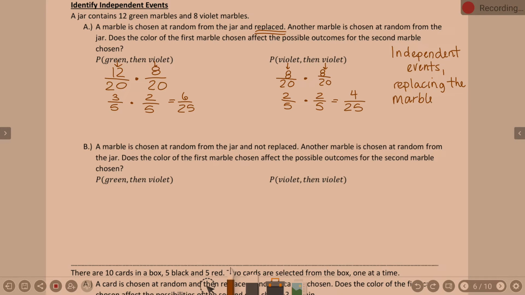Replacing the marble means the first draw does not affect the second draw.